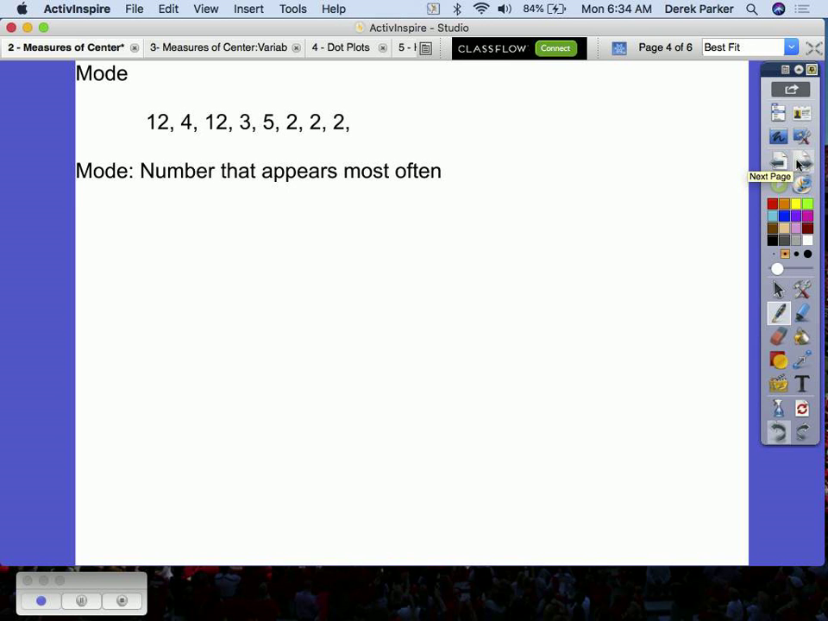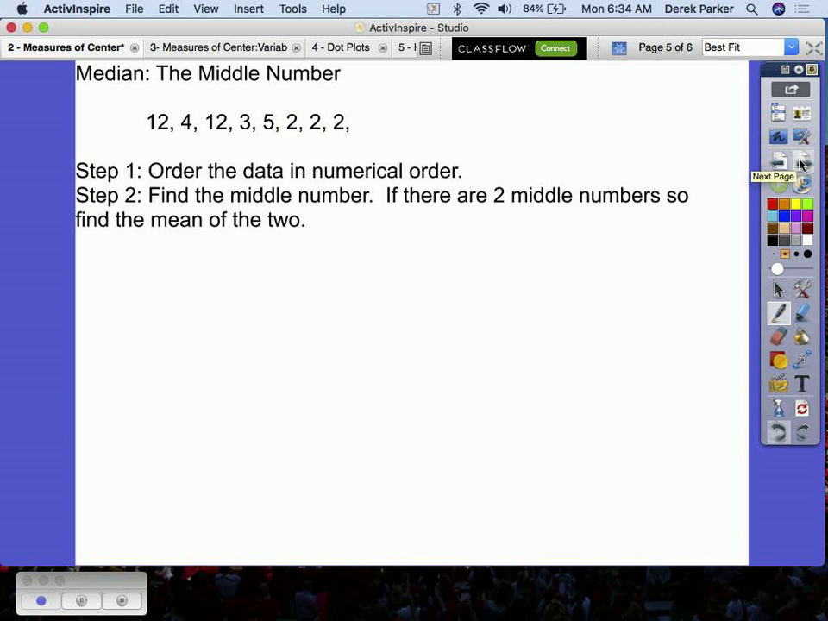Mode is the number that occurs most often. In this case, the number that occurs most often is 2 because it shows up 3 times, more than any of the other numbers.